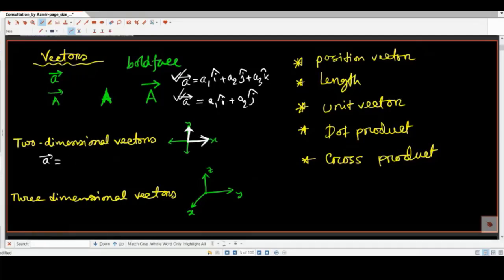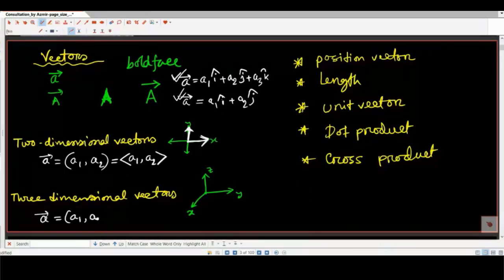We can represent a1i plus a2j as a point (a1, a2), or we can also denote it this way, a1, comma a2. The three-dimensional vector a1i plus a2j plus a3k can be denoted by a point (a1, a2, a3), or we can denote it this way, a1, comma a2, comma a3. So vectors can be represented this way or this way.